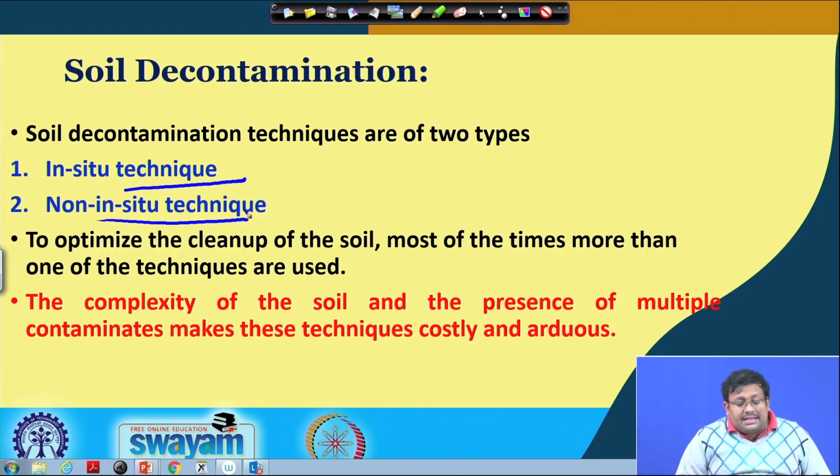To optimize the cleanup for the soil, most of the times more than one technique is used. It is not that the in situ technique will produce the best result. Sometimes we have seen that a proper combination of the in situ technique as well as the ex situ technique produces the best remediation practice. What is the reason behind that? The reason is the complexity of the soil and the presence of multiple contaminants.